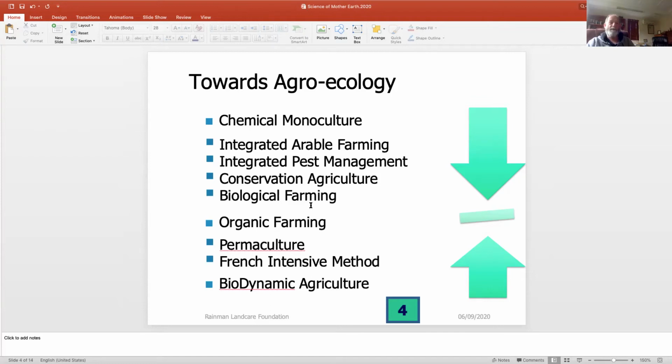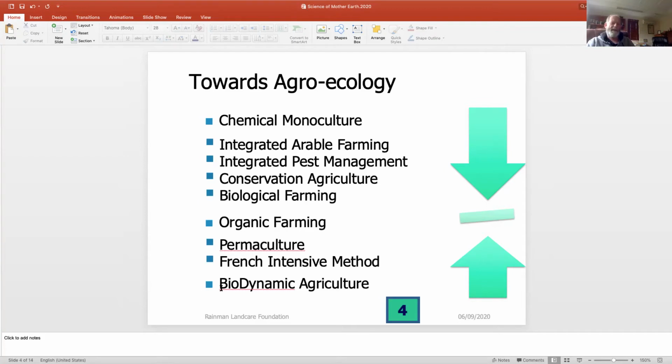So we are wonderfully happy that many farmers are beginning to understand the soil biology and going in the right direction. Beyond organic farming, you have permaculture, which is a planning design methodology that helps you to understand the flows of energy and the flows of wind and water on the farm and to design around them. You have the French intensive method, which uses double digging.